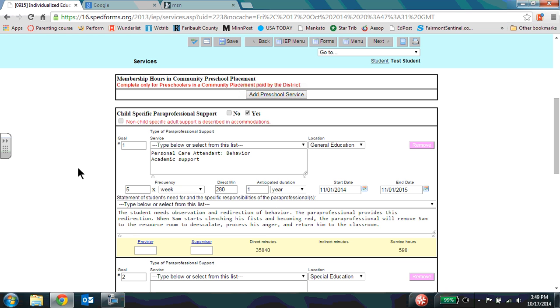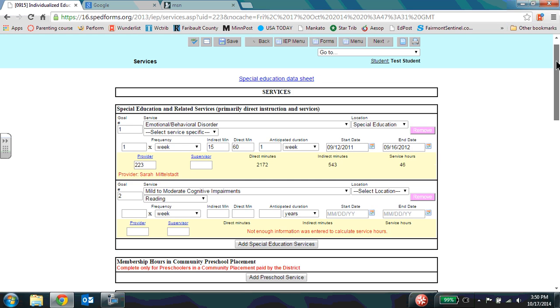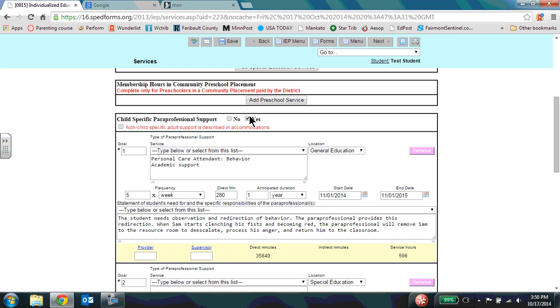These are situations where, if you had a significant reduction in the number of paraprofessionals for some reason, you absolutely had to have somebody with that child. That would be a situation where you would want to address child-specific paraprofessional support, which is here on the IEP. It is on the service page. Scroll down. That would be the time that you would indicate yes.